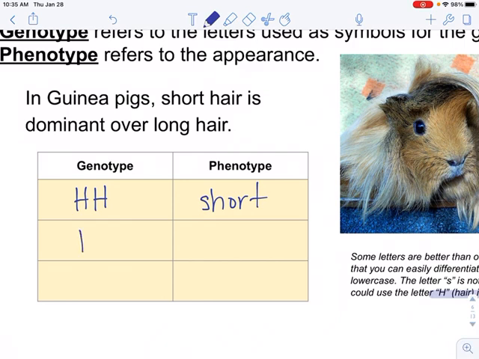If the guinea pigs were to display the heterozygous genotype, big H, little h, that big H is still going to follow the law of dominance and cause the organism to display short hair. If the organism had the homozygous recessive genotype with two little h alleles, then it would display the recessive gene, which is long hair.